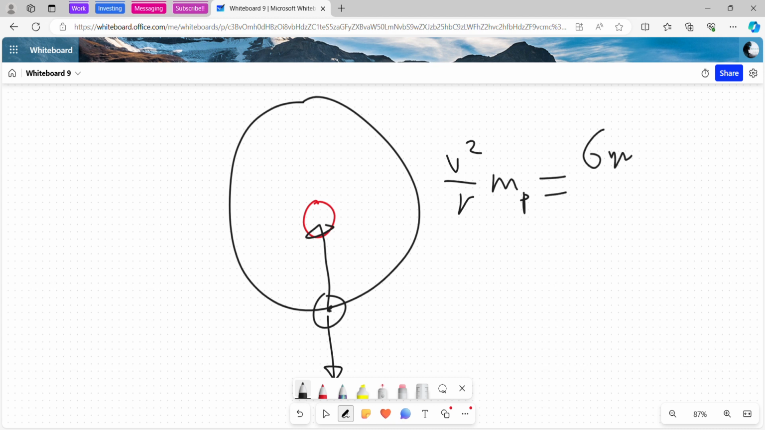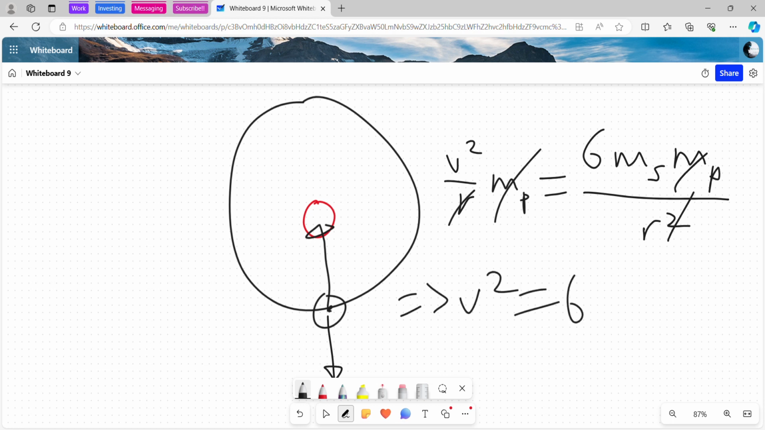That's g ms mp, the mass of the sun times the mass of the planet, divided by r squared. All right, now we can do some canceling. We can cancel the mass of the planet. We can take away the squared and cancel the r on this side. And this implies that v squared equals g ms divided by r.